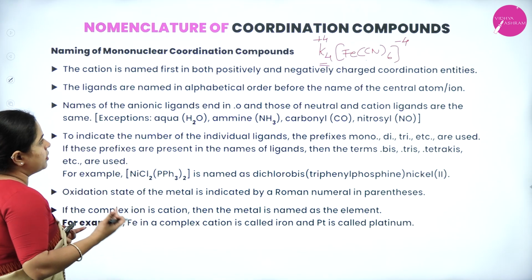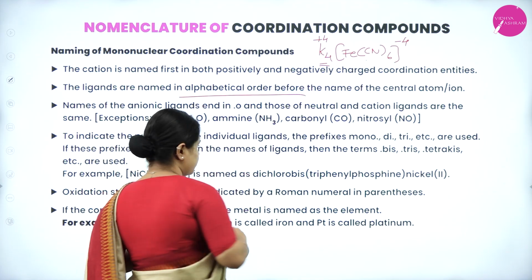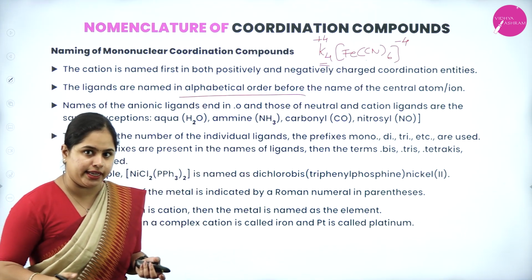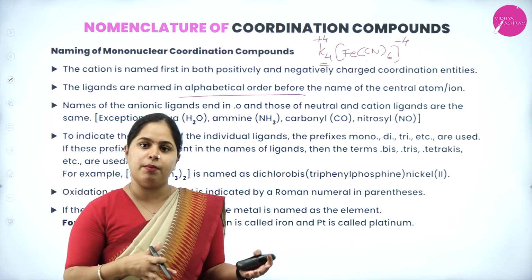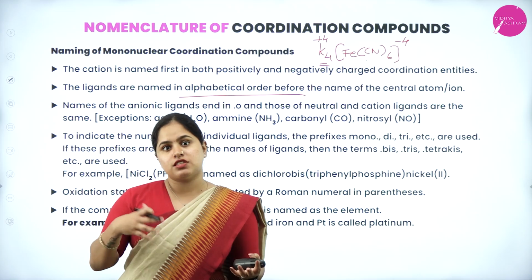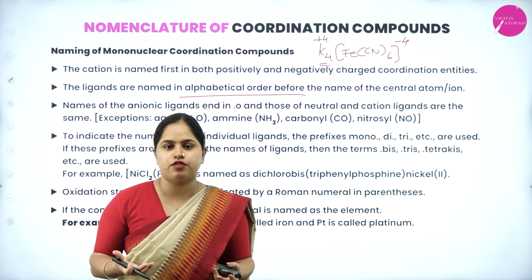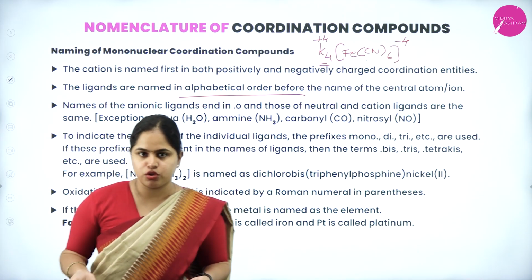The ligands are named in alphabetical order before the name of the central atom or ion. So if you have more than one ligand, let's take the example of amine and aqua. In the same coordination compound, you have NH3 as well as H2O. Then which one would you name first? Whichever comes first in the alphabetical order. So that you have to name first.